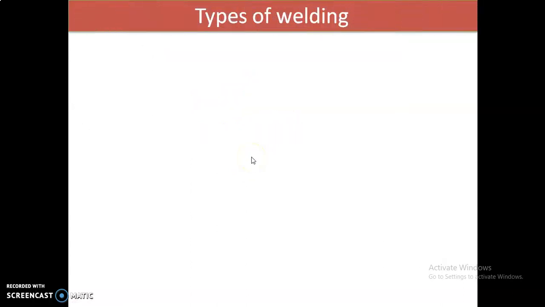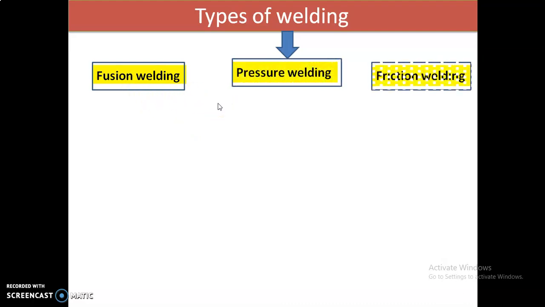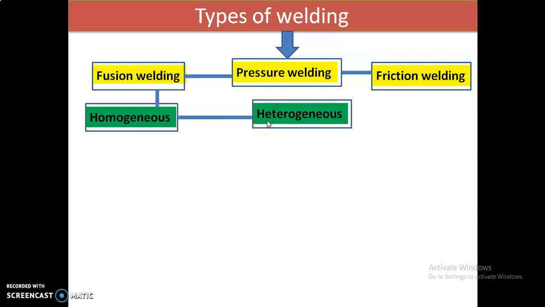Types of welding process. Basically we have three types of welding process. Number 1, fusion welding, second one, pressure welding, third one, friction welding. These are the basic welding processes. Again in fusion welding, we have two welding processes: number 1, homogeneous welding process, and second, heterogeneous welding process. Under the homogeneous welding process, we have four types of welding process.